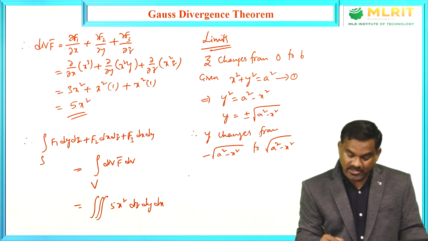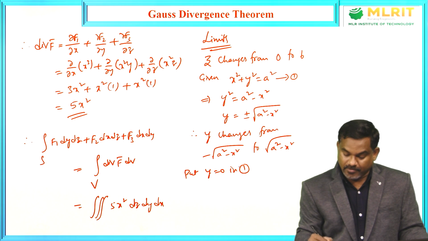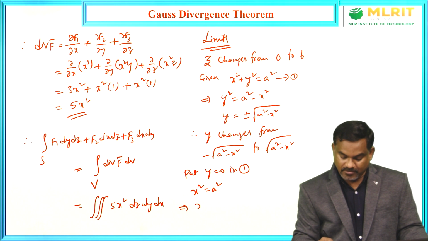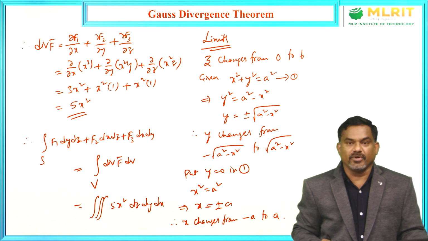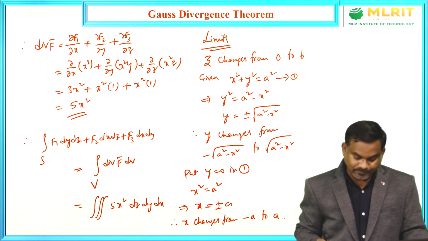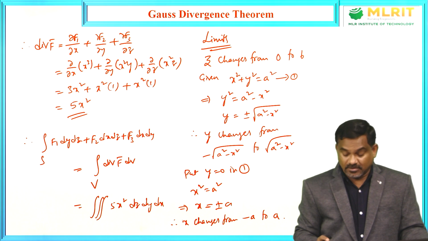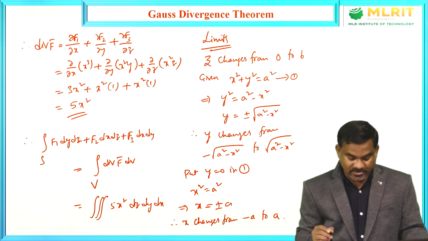Now to find the x limits, put y equal to 0 in equation 1, which gives x square as a square. From that we can find the value of x as plus or minus a. Therefore x changes from minus a to plus a. So we have all three limits.